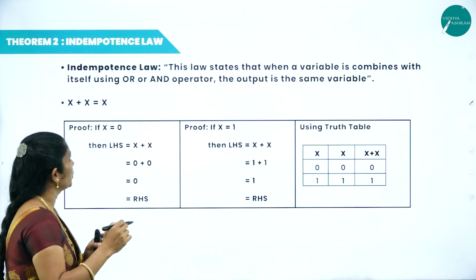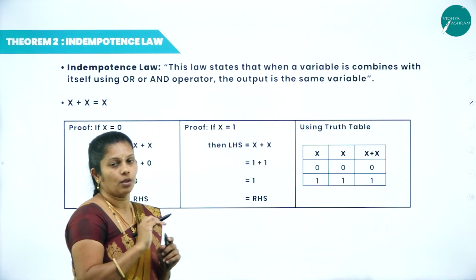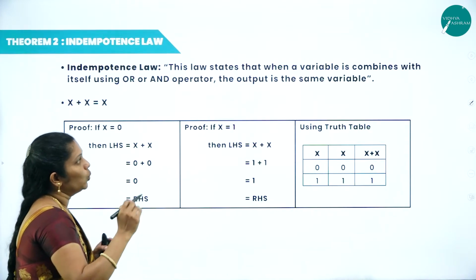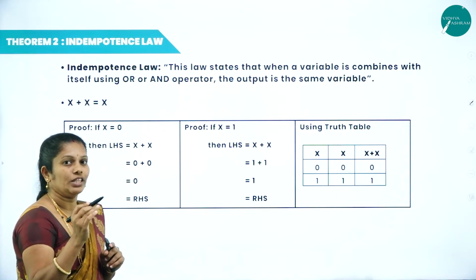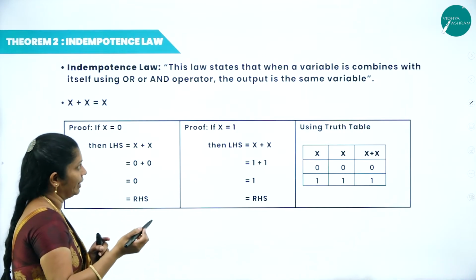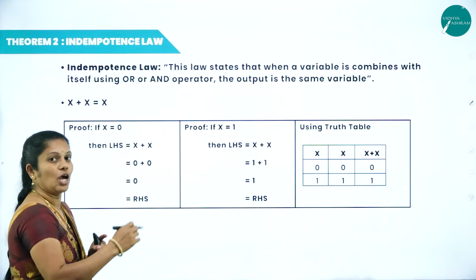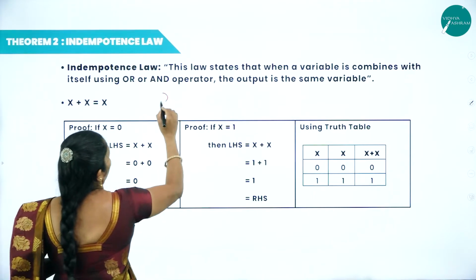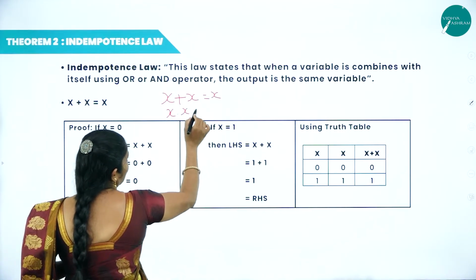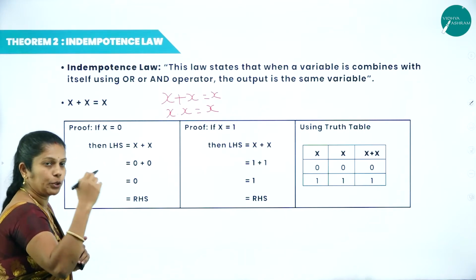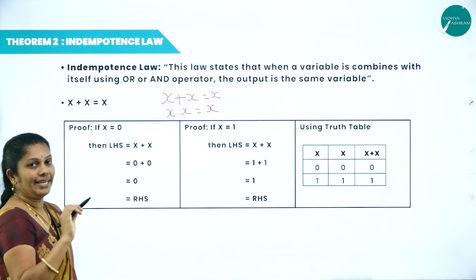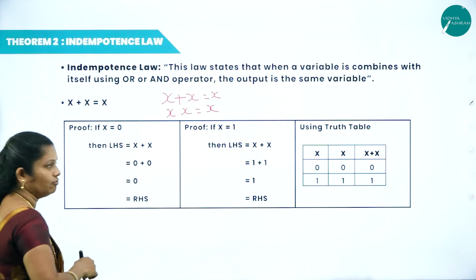Next we will move on to the next one, that is the idempotence law. What do you mean by this idempotence law? This idempotence law states that when a variable is combined with itself using the AND or OR operator, the output is the same. That is, if I write x plus x, then also I am going to get x only. In the same way, x into x, then also I am going to get x only. If you have the same variable two times, I can write it a single time. That represents the idempotence law.